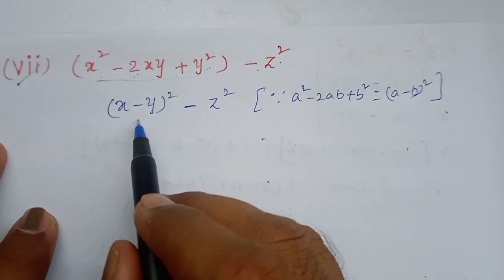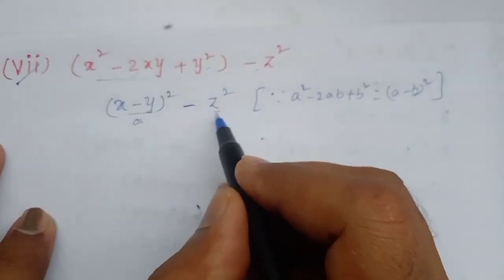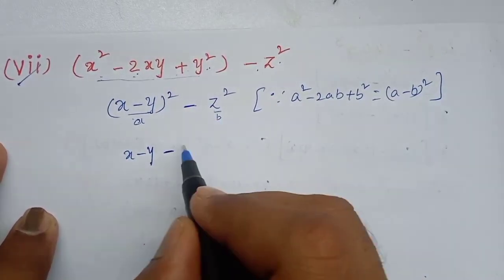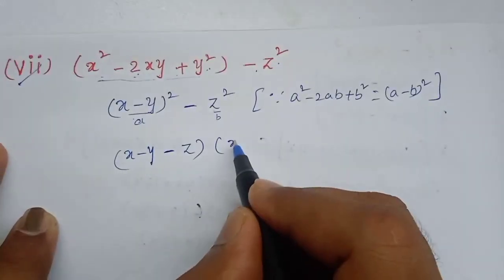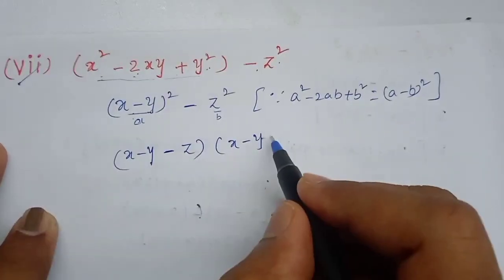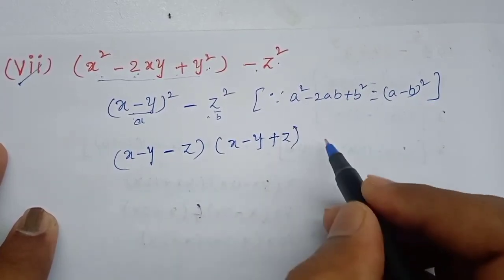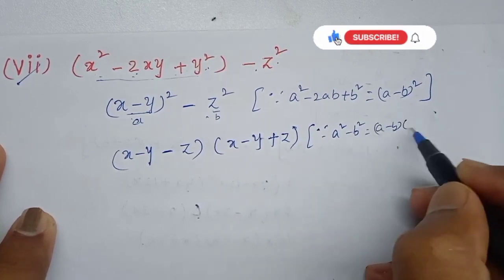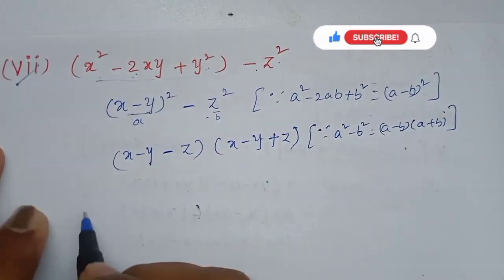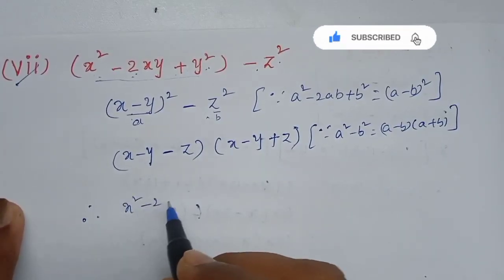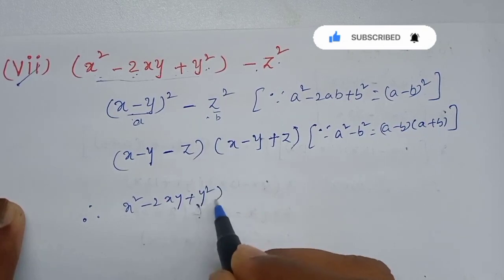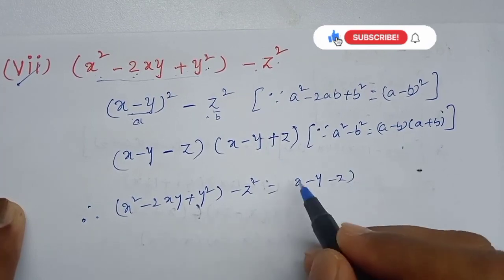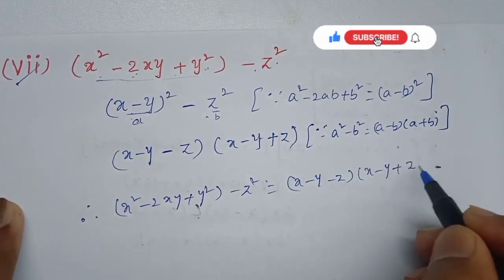See now, this is of the form a square minus b square. Treat this as a and this as b. Then it would be a minus b, that is x minus y minus b means z, into a plus b, then x minus y plus z. See, because of the identity, a square minus b square is equals to a minus b into a plus b. So therefore, we can write this as x square minus 2xy plus y square minus z square is equals to x minus y minus z into x minus y plus z.